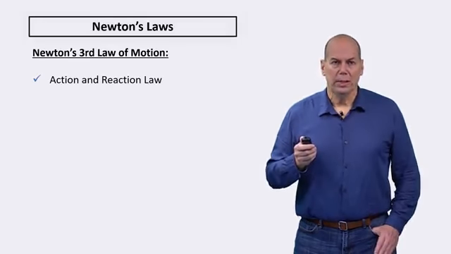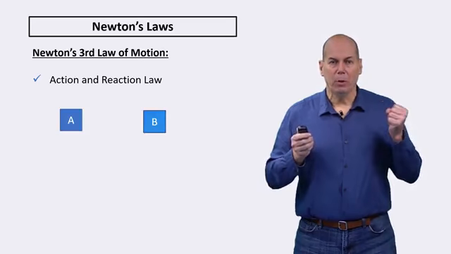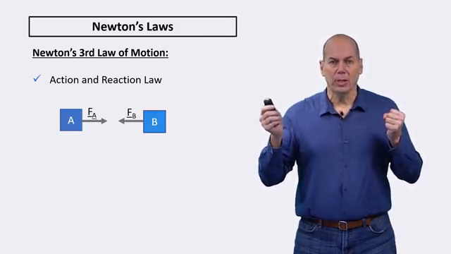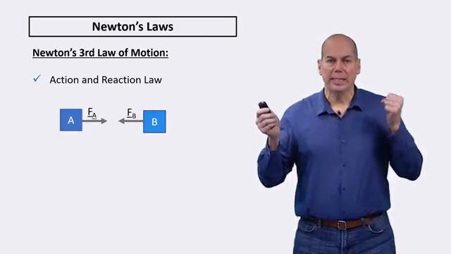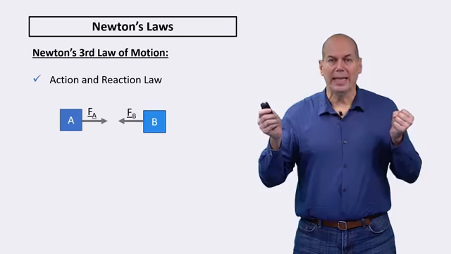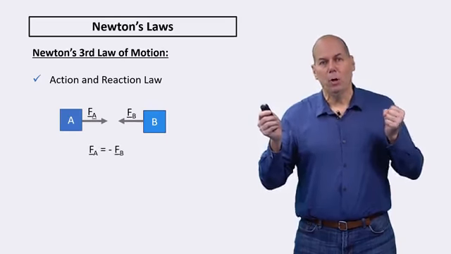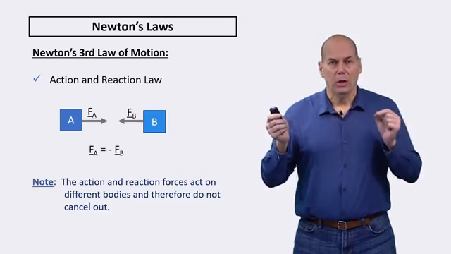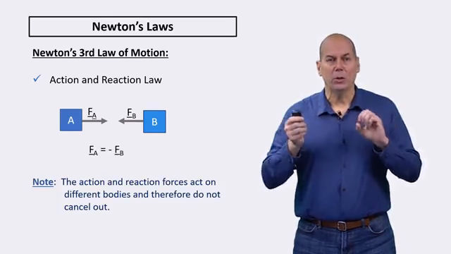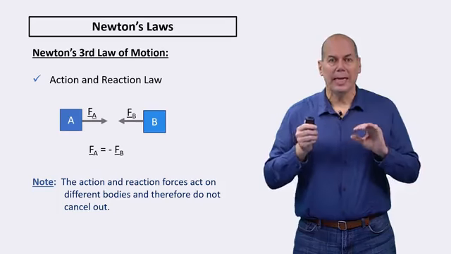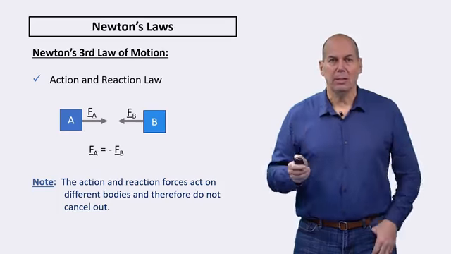Newton's third law is the action-reaction law, which states that if one body exerts a force on a second body, then that second body exerts a force on the first body, which is equal in magnitude but opposite in direction. Note that these forces are acting on different bodies and therefore cannot be cancelled out.